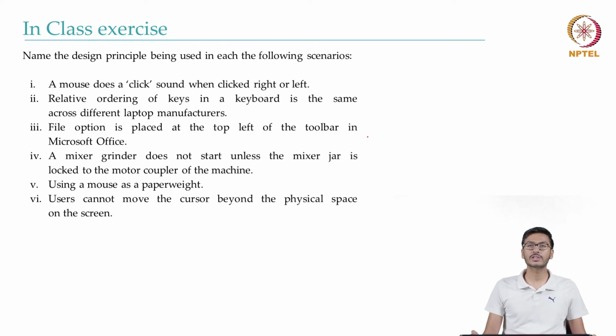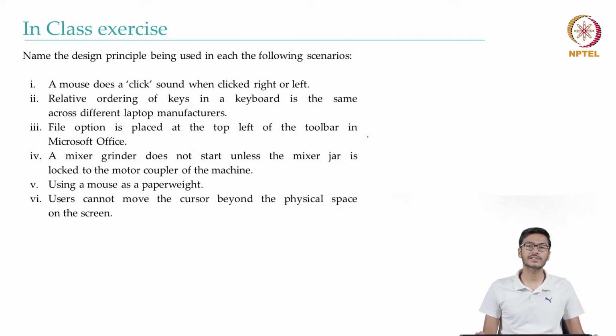Okay, well, this was the design principles part, and now we move on to the in-class exercise. You need to name the design principle which is being used in each of the following scenarios. The first one is a mouse that does a click sound when clicked right or left. The second one is how the relative ordering of keys on a keyboard is the same across laptops from different manufacturers. The third is how the file option is placed at the top left of the toolbar in Microsoft Office.